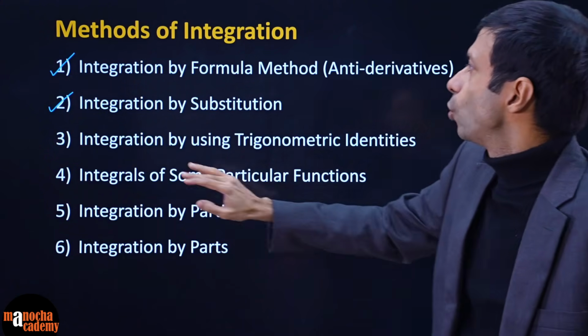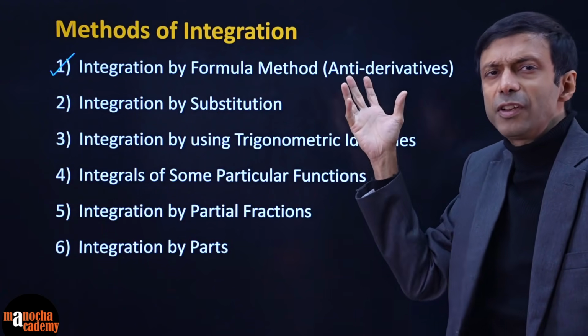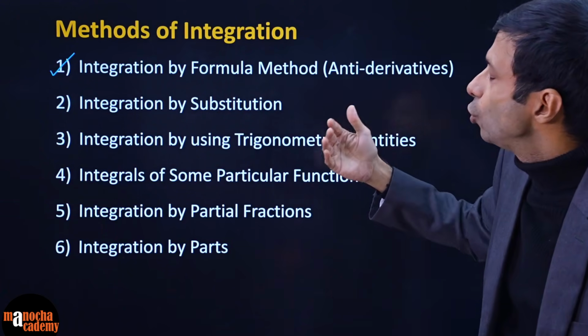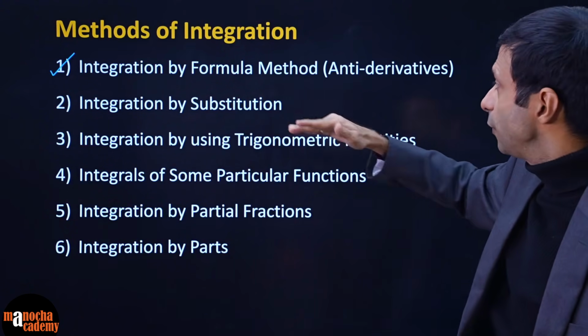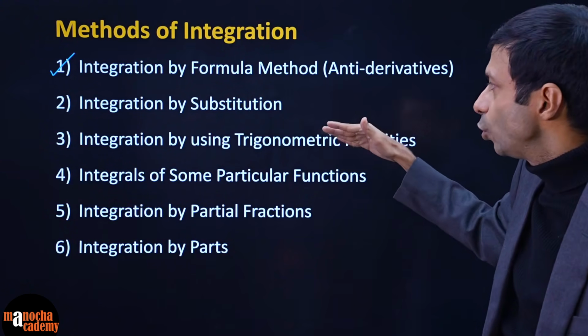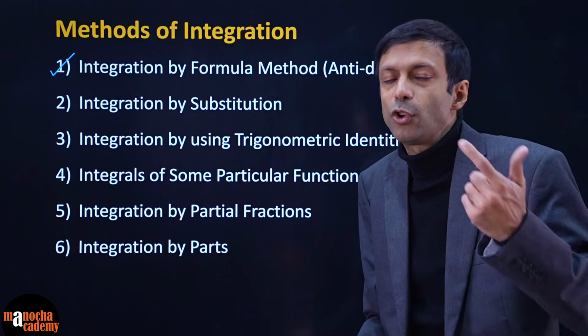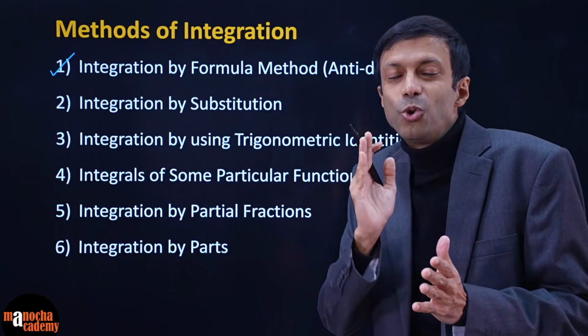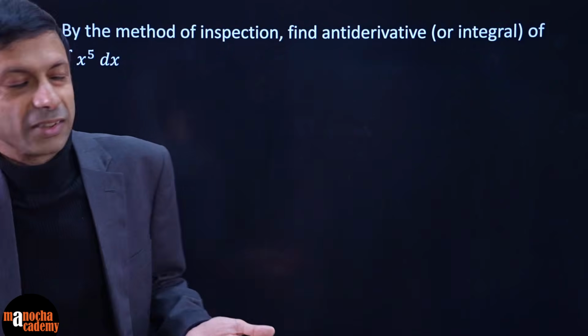So let's first go ahead and start off with the integration by formula method, the antiderivative, which is the easiest. You should try this out. If this doesn't work, you go for substitution. Otherwise, if there's some trigonometric identity that helps you, you go like that. So this is how it is arranged, so that it becomes easy for you to do a hit and trial of which method is working. So let's start with the simple question.